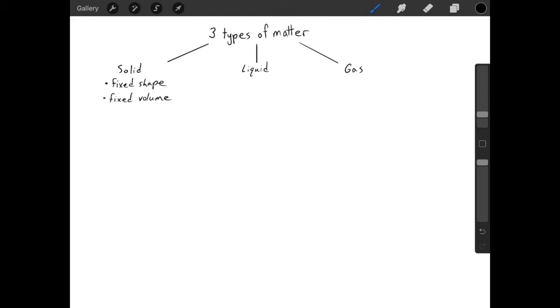Liquids, on the other hand, have a fixed volume. The volume is always constant, but the shape can change. Liquids take the shape of their container. So with a liquid, you always have a set volume. Imagine if you had a 500 milliliter bottle of water, you would have 500 milliliters of water.